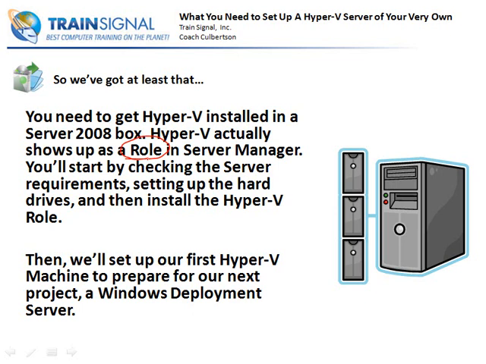I'm going to kind of walk you through the different requirements so you know where all that's at. We're going to set up the hard drives a little bit. We actually have a blank hard drive that we need to set up for our virtual hard disks. And then we're going to go ahead and install the Hyper-V role. After we have that Hyper-V role installed, we're going to create our first virtual machine for our Windows deployment server for our next video. Okay.